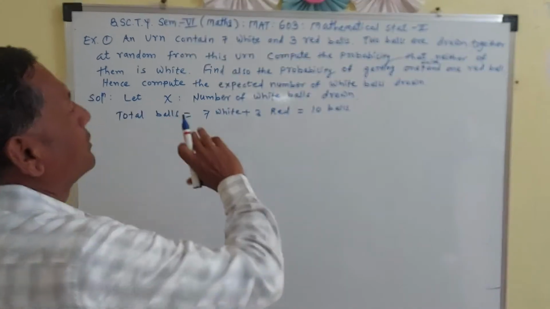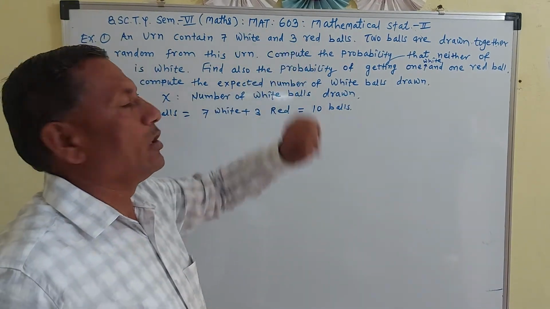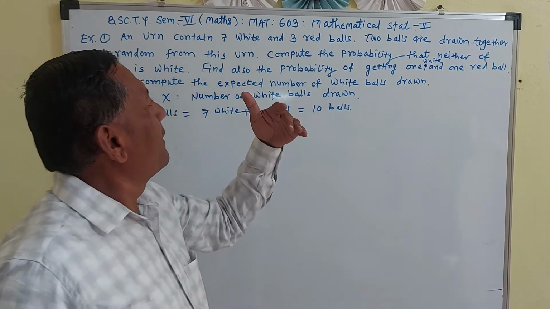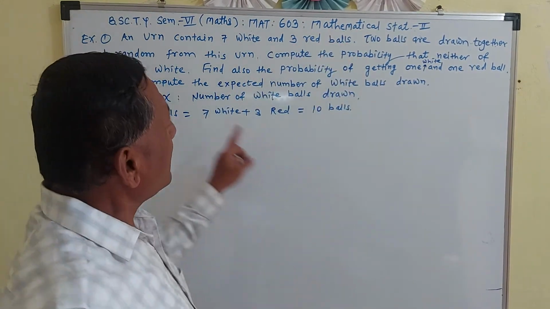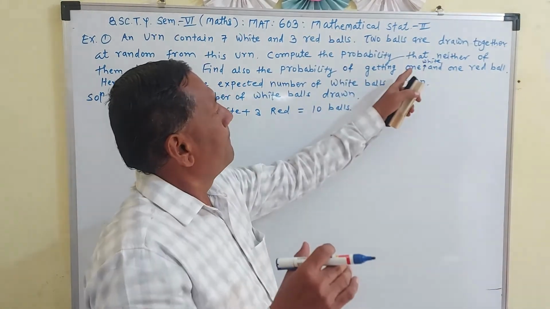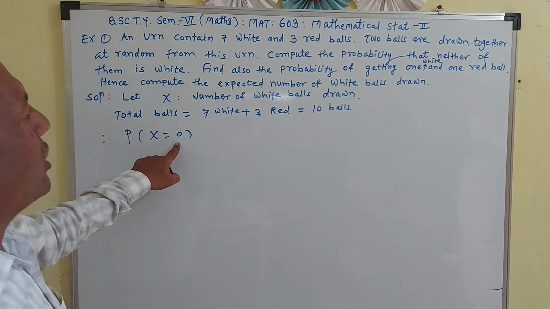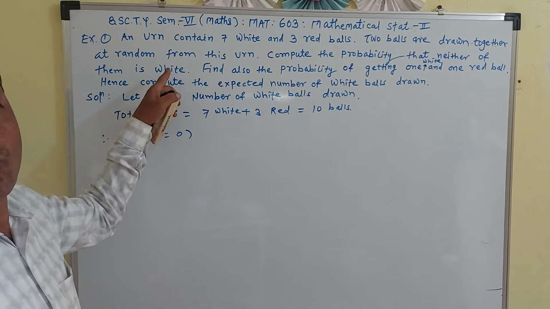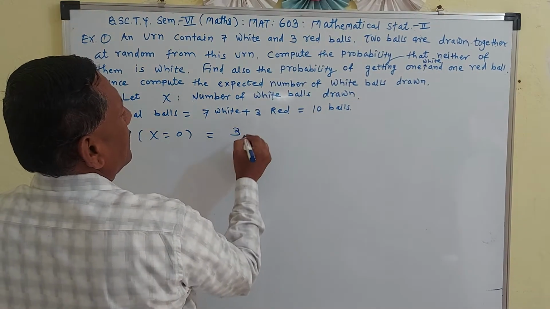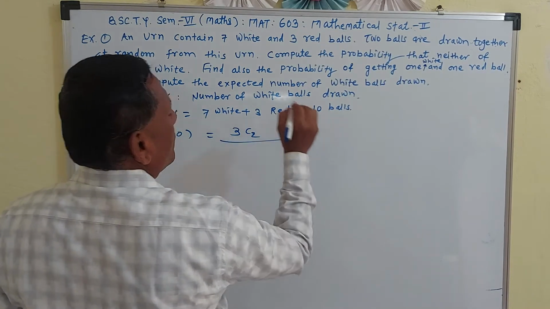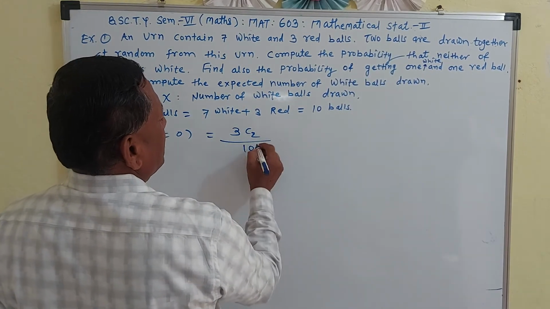Now find the probability that neither of them is white. There are 7 white balls, so neither being white means you draw 2 balls from the 3 red balls, in 3C2 ways. Therefore, favorable cases are 3C2. So probability of X equal to 0, that neither is white, is 3C2 upon 10C2, favorable cases upon exhaustive cases.